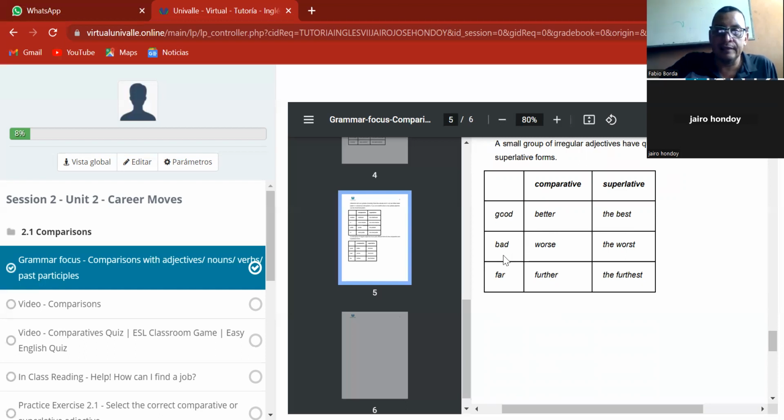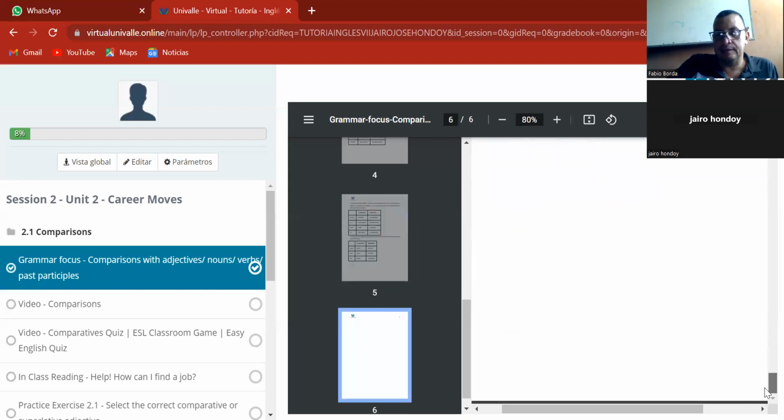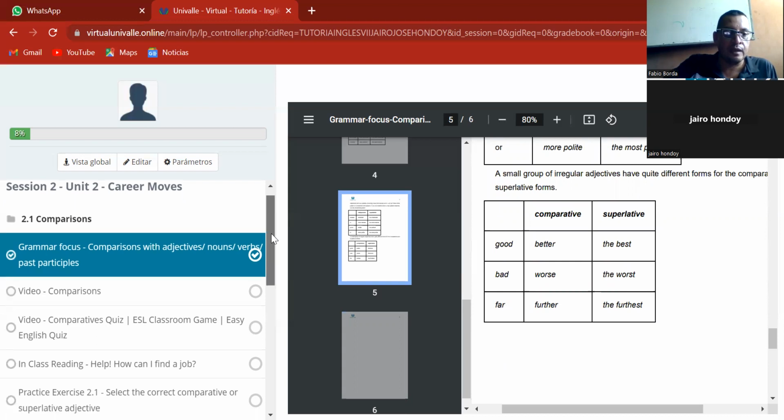In the case of bad, que es malo, worse and the worst. Malo, peor y el peor, ¿verdad? Sí. Far, farther and the farthest. ¿Verdad? Lejos, más lejos y el más lejos. Okay, this is the end of the explanation with these superlatives and comparatives for adjectives.